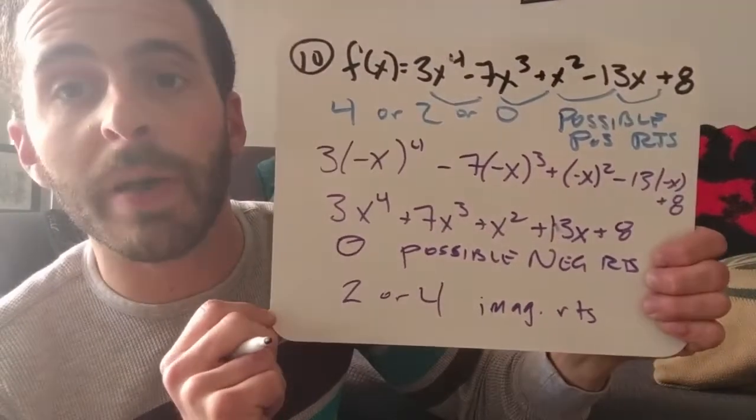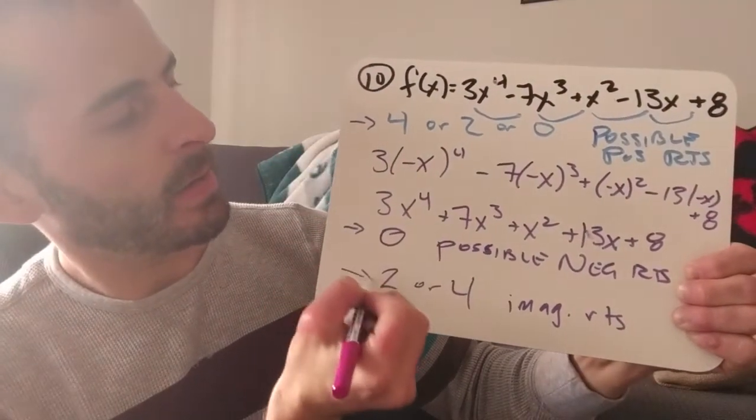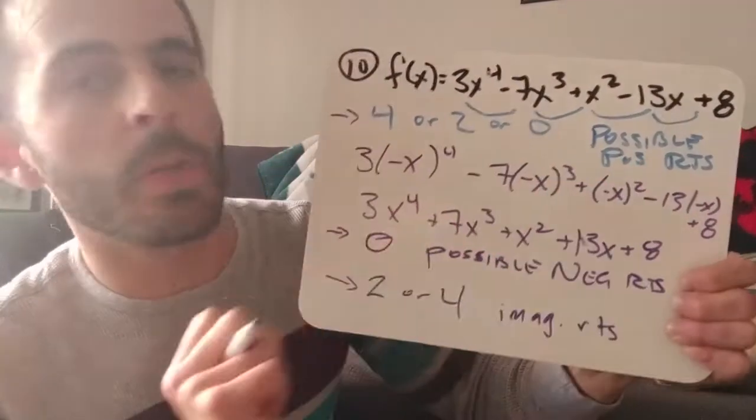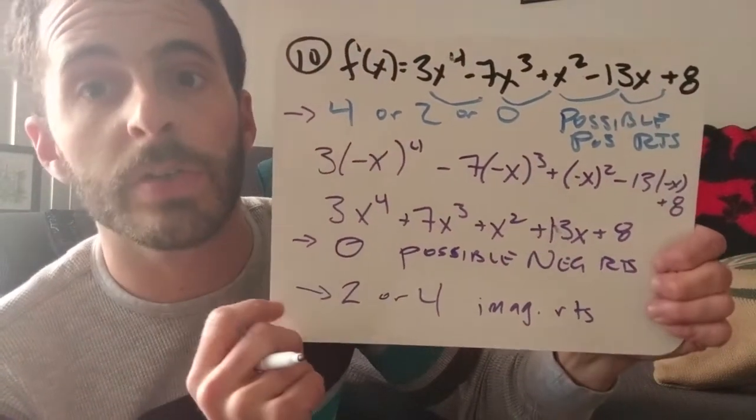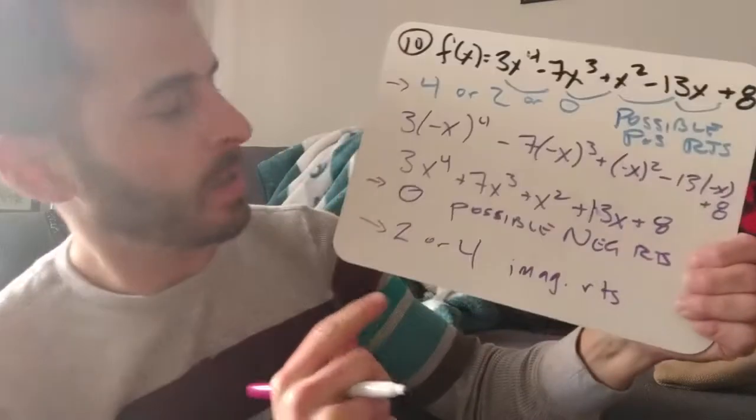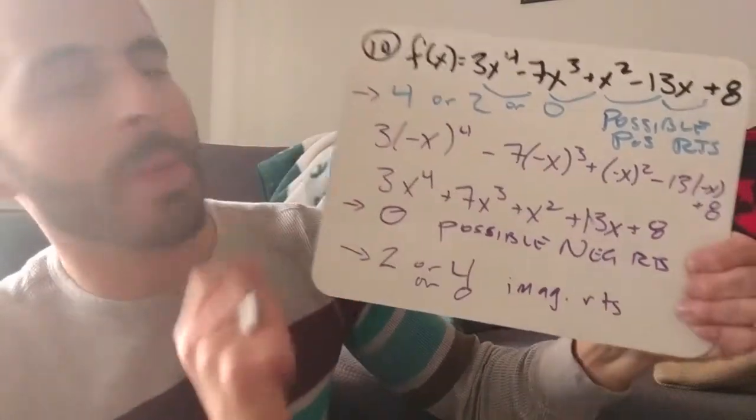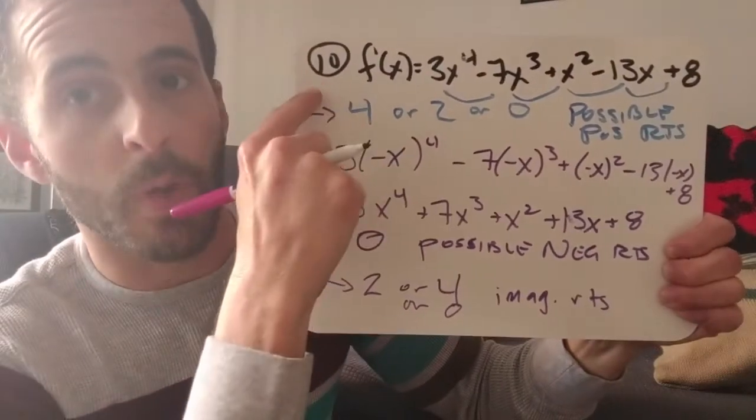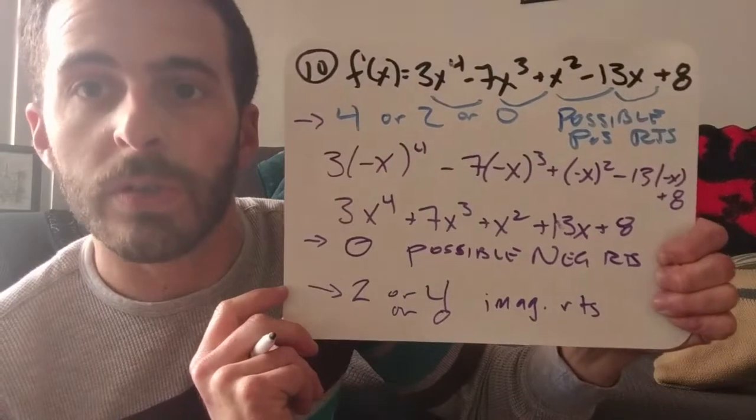Okay, so here are my answers to number 10. 4 or 2 or 0 possible positive real roots, 0 possible negative real roots, and 2 or 4, actually, and I guess I should say, or 0. I forgot to do 4 minus 0 is 0. Sorry, 4 minus 4 is 0. 2 or 4 or 0 imaginary roots. Okay, so go ahead and do number 9.